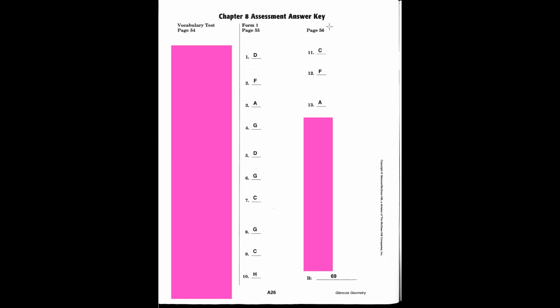So for form 1, which is on page 55, the answers there are number 1 was D, 2 was F, 3 was A, 4 was G, 5 was D, 6 was G, 7 was C, 8 was G, 9 was C, 10 was H, 11 was C, 12 was F, 13 was A. And then on this front side, I also had you skip the bonus, so we didn't need that one either.